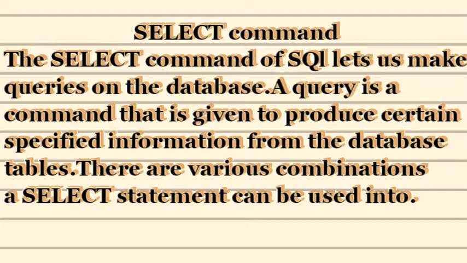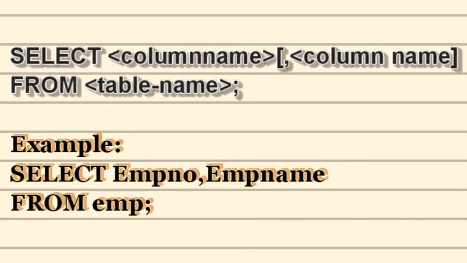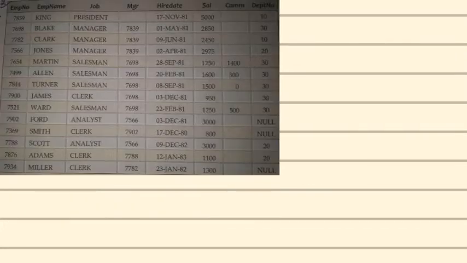There are various combinations of the select statement that we can use. This is the syntax whenever I'm using a select statement: first the select keyword, then the column name, and there can be a number of column names separated by commas, then from, then the name of the table from which I need to access the data. Here I have an employee table. From this table I want the employee number and the employee name. So I write the command: select employee number, employee name from emp. Emp is the name of the table.